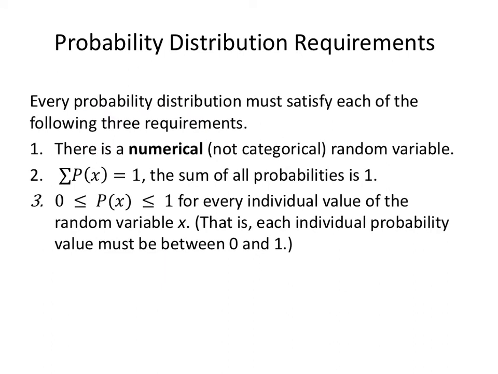So there are requirements to be a probability distribution, and to be a probability distribution, it must satisfy each of the following 3 requirements. 1, there is a numerical random variable, so it cannot be categorical, it must be numerical. 2, the sum of the probabilities must equal 1. And 3, each individual probability value must be between 0 and 1.